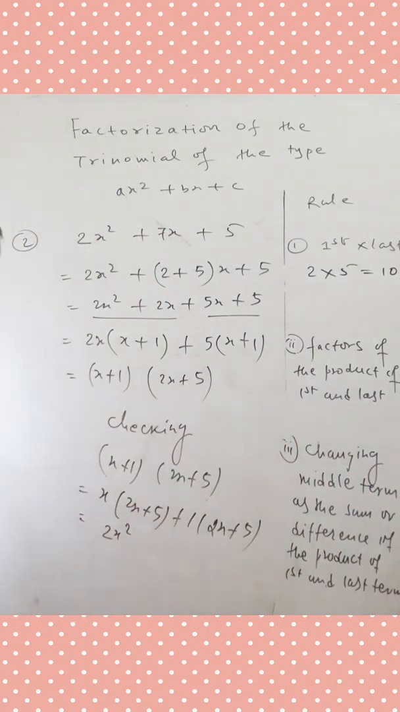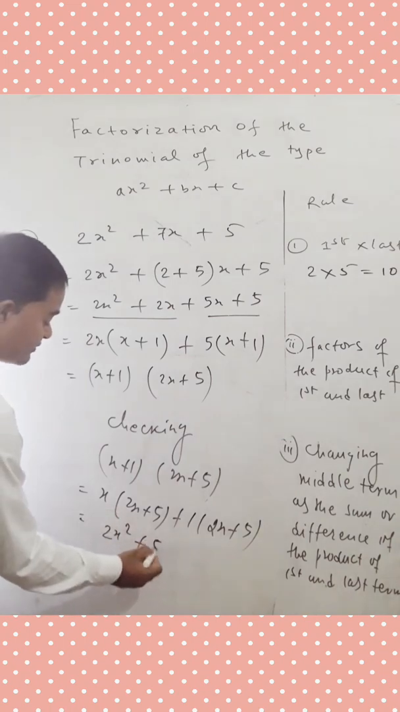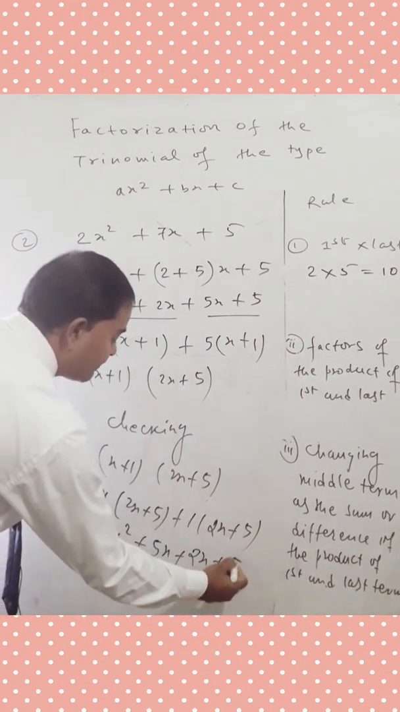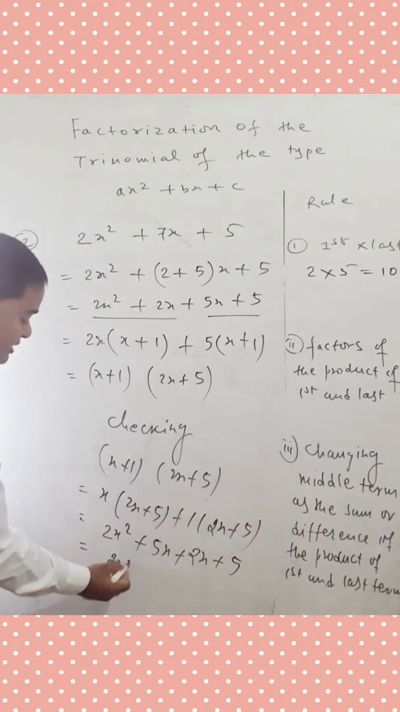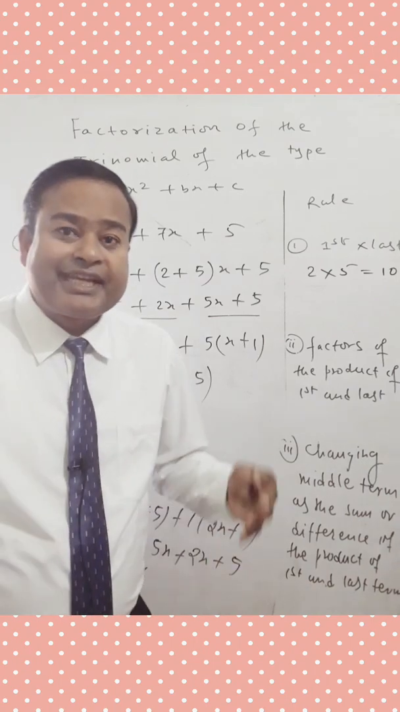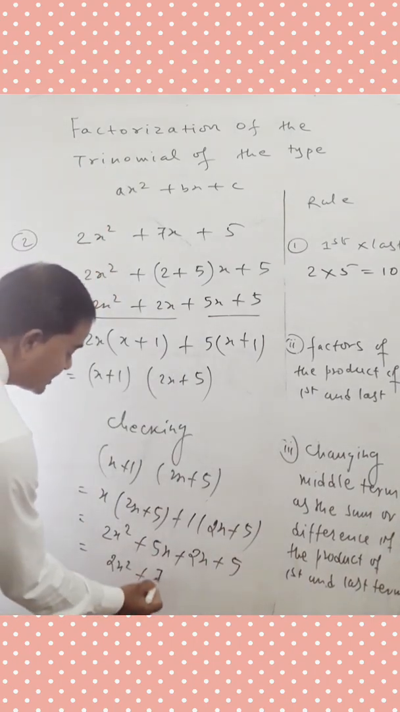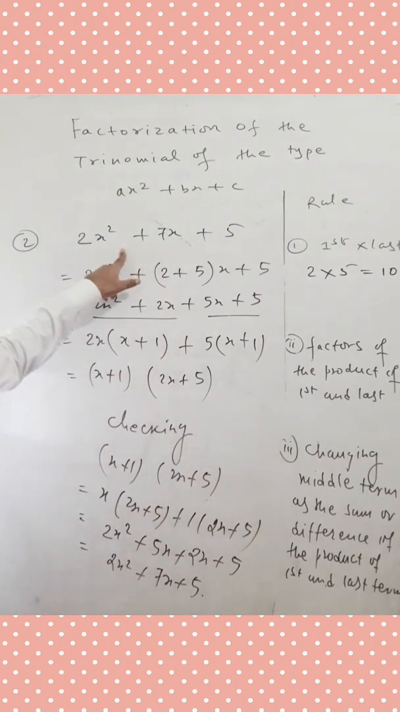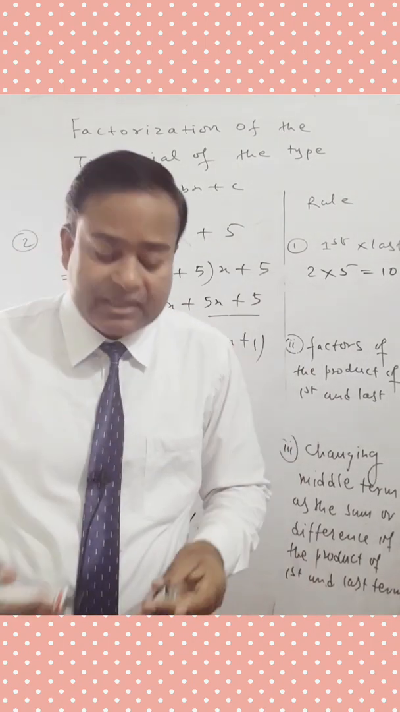So x will have power 2. Plus 5 into x, 5x, plus 2x into 1, 2x, plus 1 into 5, 5. 2x squared plus, now the middle two terms are like terms, 5x plus 2x. So we can add them, 5 plus 2, 7, 7x plus 5. So this means 2x squared plus 7x plus 5, which is the same as the given trinomial.